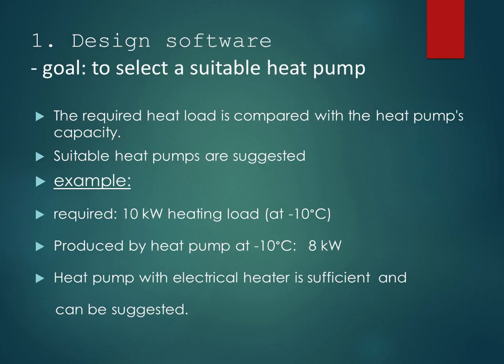The goal of design software is straightforward: to select a suitable heat pump for a specific application. Simple design tools compare the required heat load with the heat pump's capacity, then suggest suitable heat pumps. This can be implemented with varying degrees of accuracy. In some cases, calculations are only performed at standard outside temperatures or at a fixed cold temperature, usually -10 degrees Celsius. For example, if a house requires 10 kilowatts of heating, but the heat pump can only produce 8 kilowatts at -10 degrees Celsius, the heat pump would still be considered sufficient with an additional electrical heater.